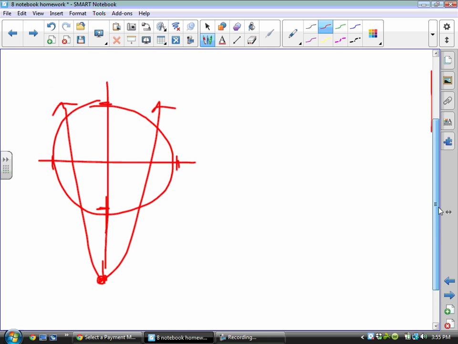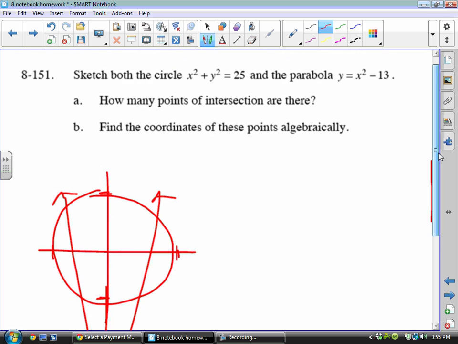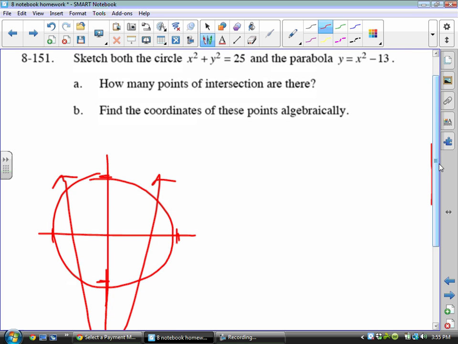Use your calculator if you want to get a more specific graph, but a sketch is fine as long as we're getting the visual idea of what those two things look like. Part A, how many points of intersection are there? Well, you can check on your graph, but on our sketch we have 1, 2, 3, 4. Part B says find the coordinates of these points algebraically.